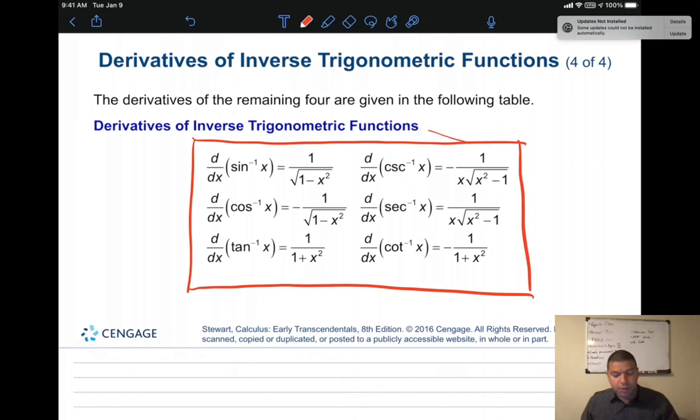These other three I'm not going to require you to know. If I put one of these in a problem, I either expect you to use the whole process and find what it is, or I'll just give you what the derivative of cosecant, secant, and cotangent are.